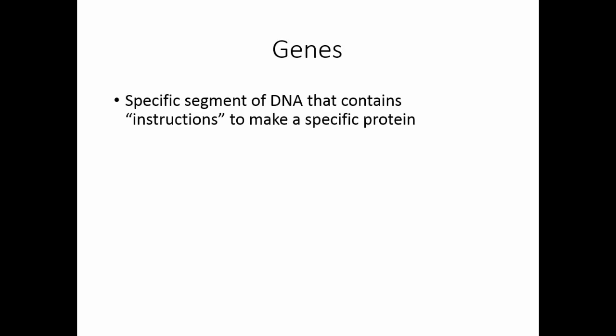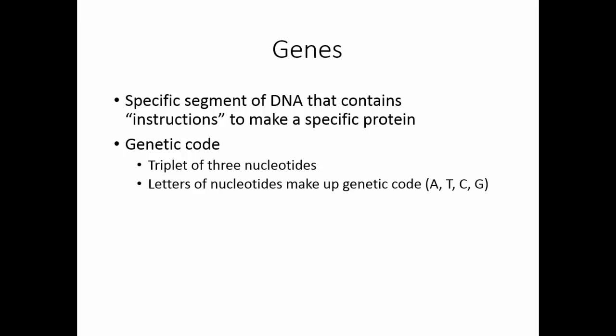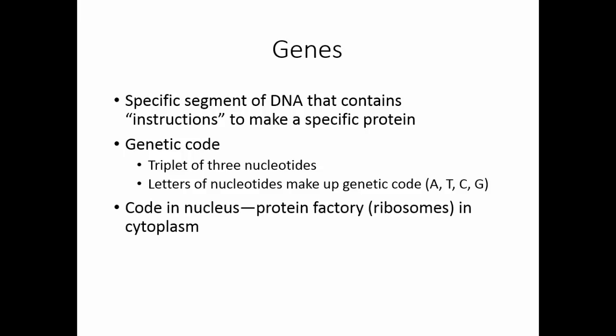Genes are simply specific segments of DNA that contain the instructions to make a particular protein. So the DNA has to carry some sort of genetic code. We have to have some way of denoting which amino acid goes where on a protein strand. The genetic code is composed of 3 nucleotides. Now, when these 3 nucleotides are part of DNA, they're referred to as a triplet. We usually refer to the genetic code by using the letters of the nucleotides, A, T, C, and G in the case of DNA.